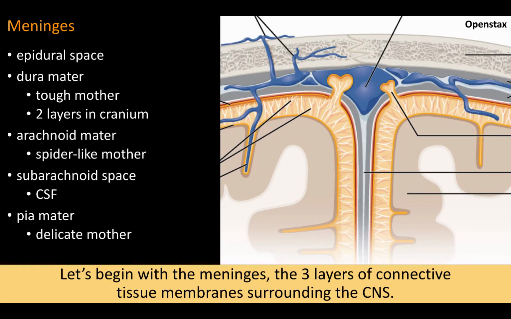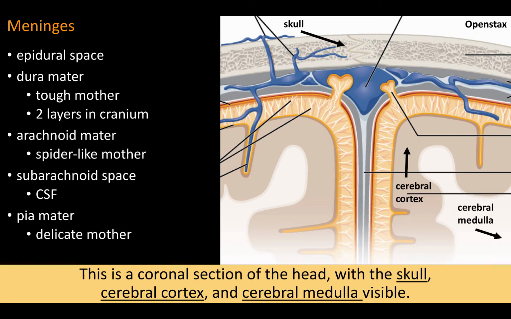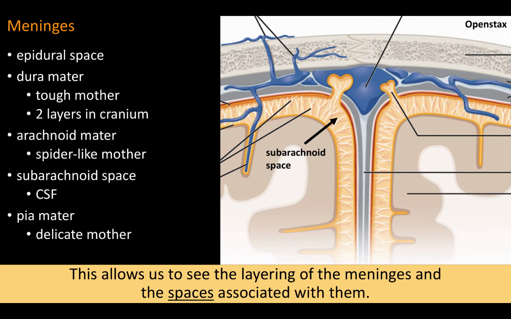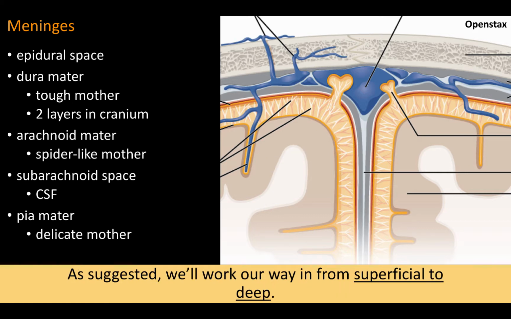Let's begin with the meninges, the three layers of connective tissue membranes surrounding the CNS. This is a coronal section of the head, with the skull, cerebral cortex, and cerebral medulla visible. This allows us to see the layering of the meninges and the spaces associated with them. As suggested, we'll work our way in from superficial to deep.